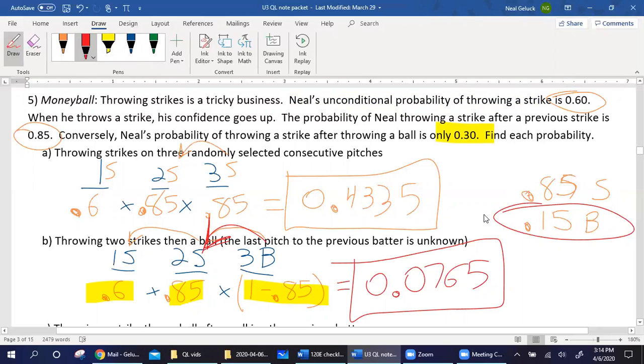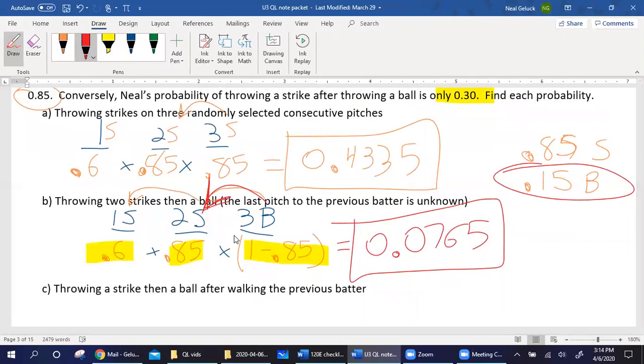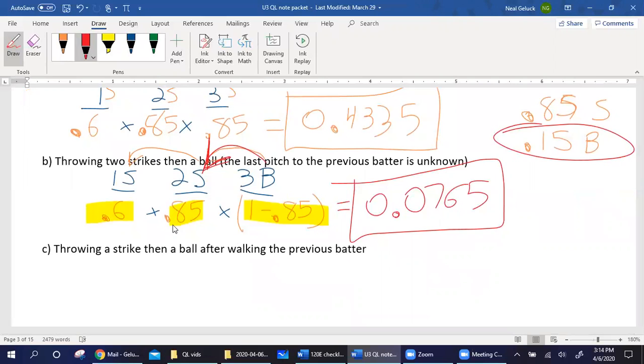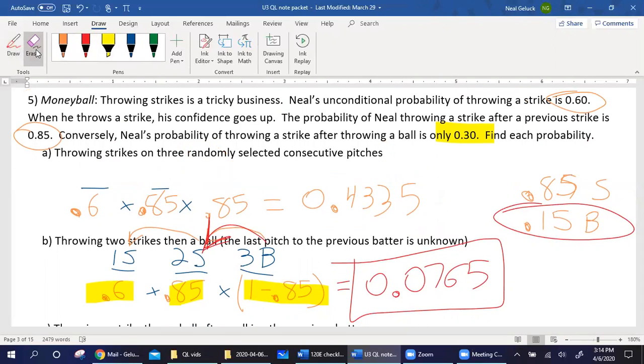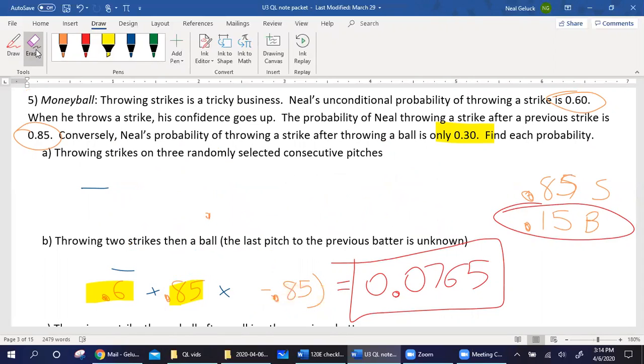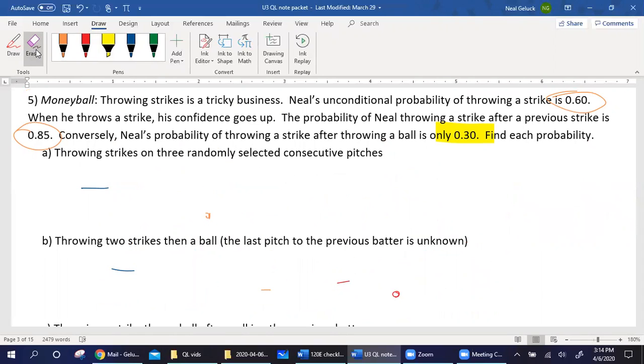For letter C, and actually let me erase some stuff here, move some stuff up here so I've got room.